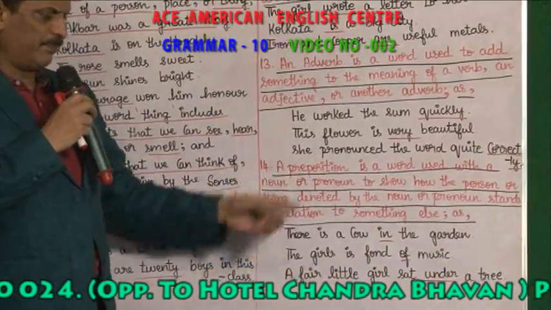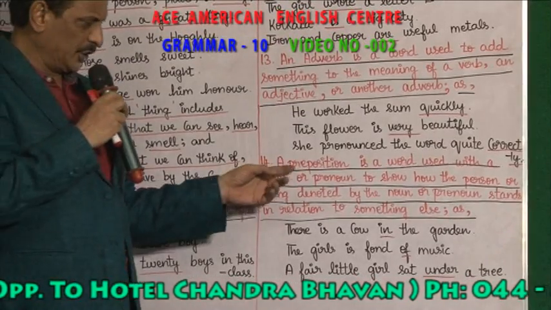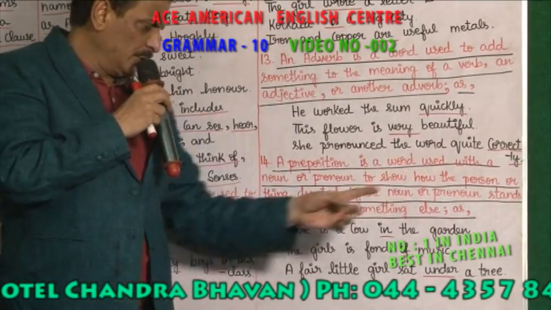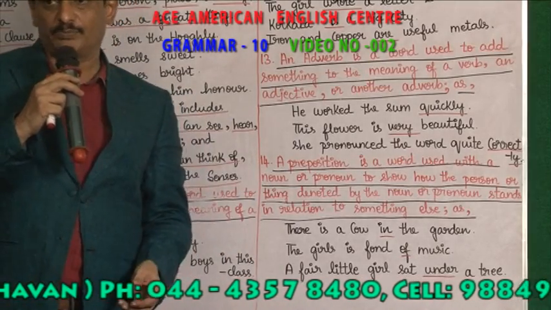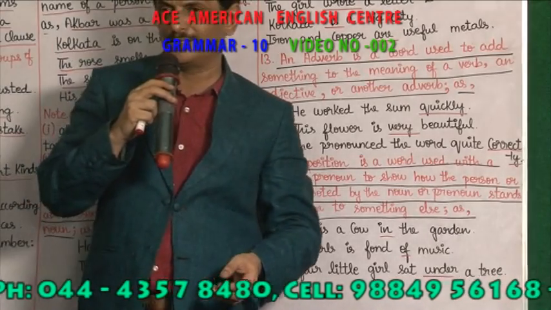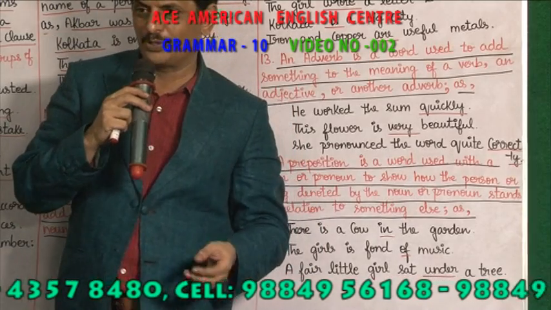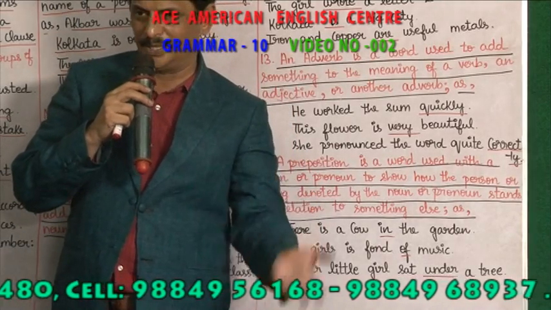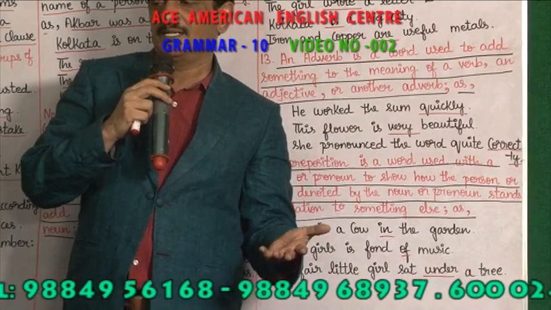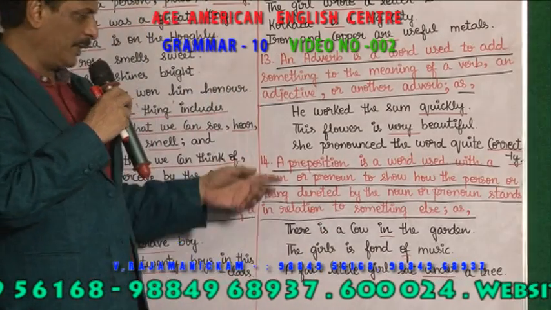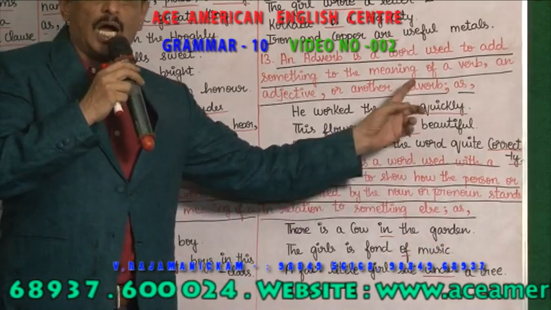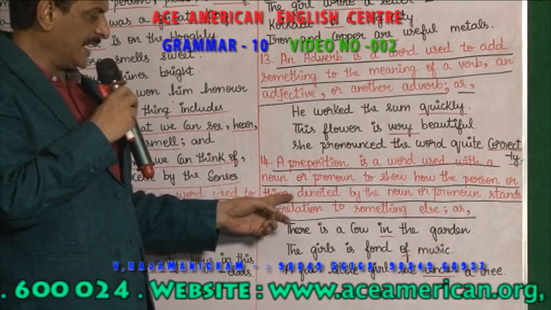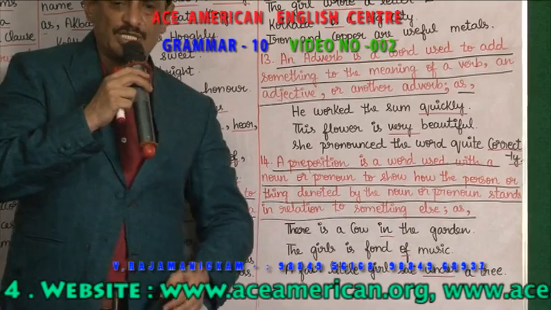So preposition. What is a preposition? It is a word used with a noun or a pronoun. Prepositions are used with a noun or a pronoun. For example, to Rama or to him. So him is a pronoun and Rama is a noun. So a preposition is a word used with a noun or a pronoun to show how the person or thing denoted by the noun or pronoun stands.